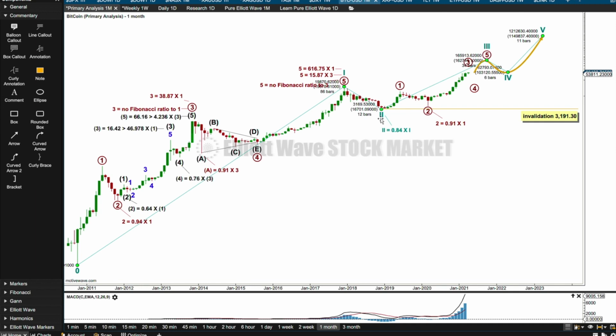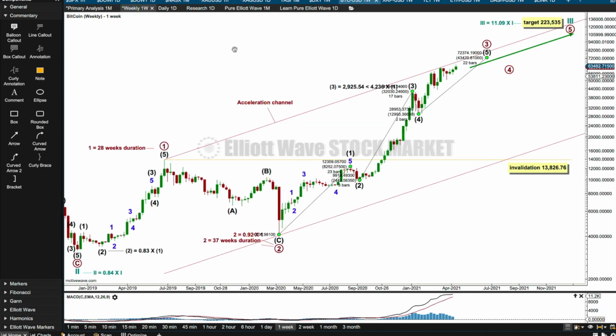So cycle 2 was an 84% drop. Cycle 3, super hard to calculate targets for it. I have given it a go. Here's one target, 223 odd thousand. If that's wrong, it's not going to be high enough. Now we're looking at cycle wave 3. So here's cycle wave 2, that big 84% drop in price.